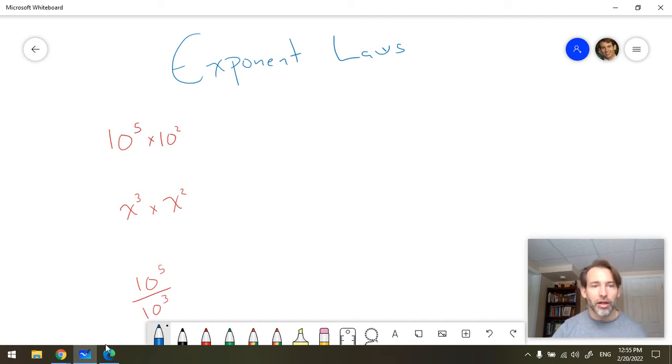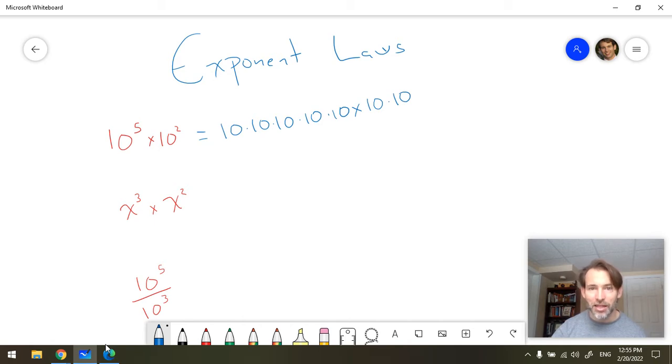When we are multiplying exponents with the same base, we have 10 to the 5 times 10 to the 2. Let's see what happens if I expand that out. Here's 10 to the 5: 10 times 10 times 10 times 10 times 10. Okay, that's 10 to the 5, I hope you agree. Times 10 to the 2. Now I'm mixing my multiplication signs, but I hope you understand.